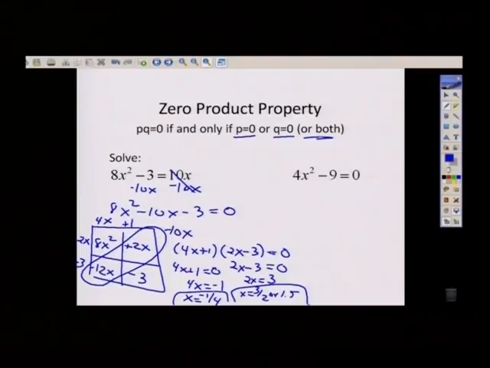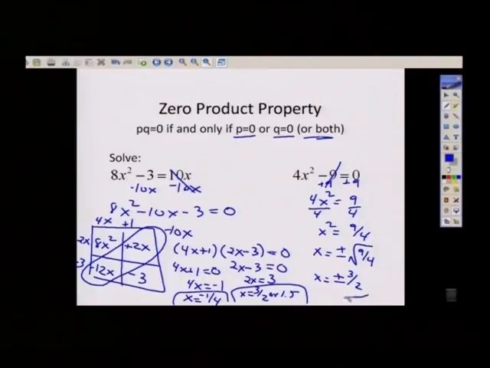The second one, I could do it by factoring, but since it doesn't have what we call a bx term, I could just add over the 9. So 4x squared equals 9. Divide by 4. So x squared would equal 9/4. And since that's x squared, I want to take the square root of the 9/4. But if you take the square root of a number, it could have a positive value or a negative value. So that's positive or negative, square root of 9/4. And the square root of 9 is 3, square root of 4 is 2. So our two possible solutions for this one are 3/2 and negative 3/2.